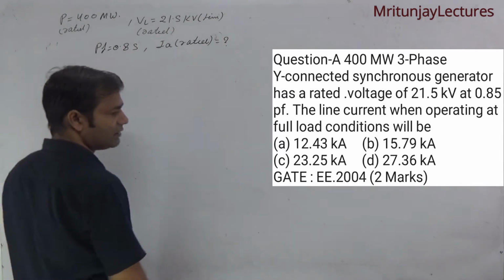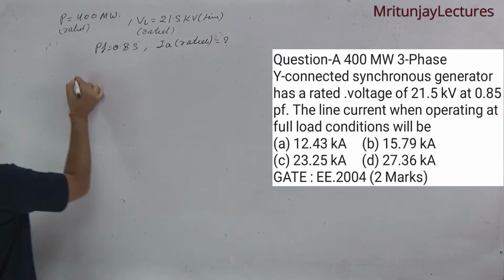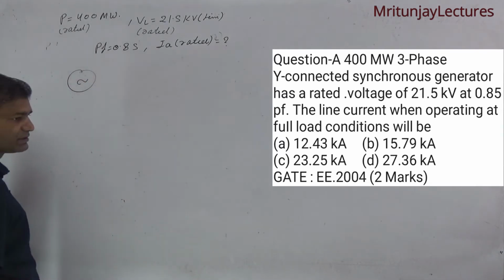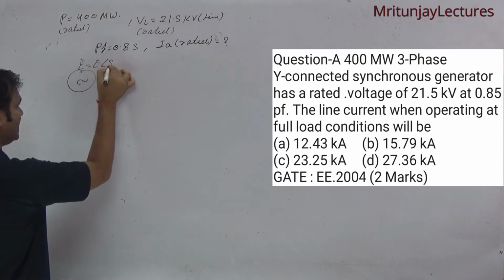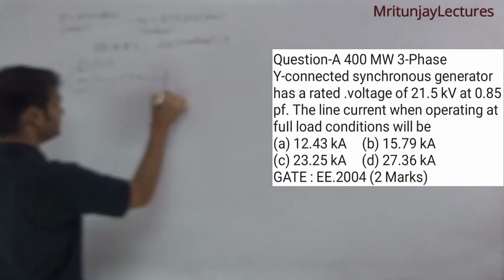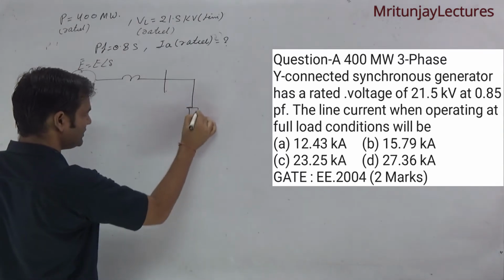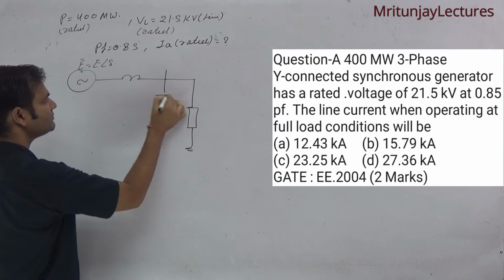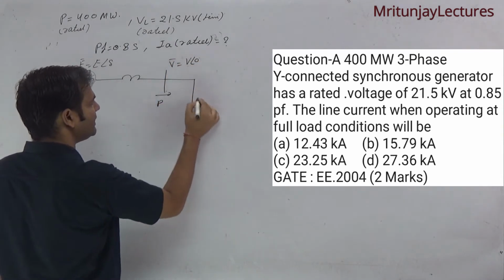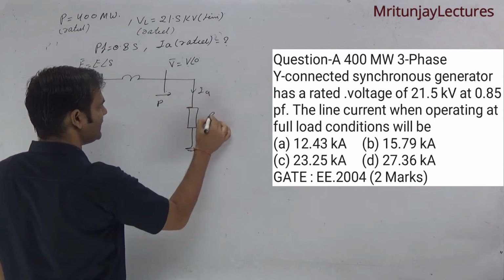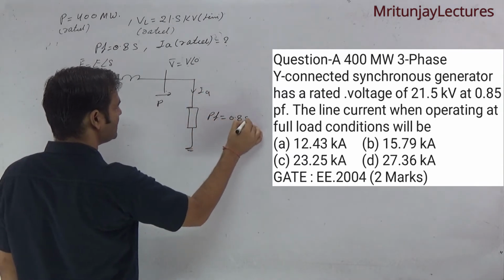Now, that is a synchronous generator. This one is a synchronous generator, that's why E will be equal to E at the angle delta, and this one is a load. V will be equal to V at the angle 0, and that is IA. Power factor is given 0.85.